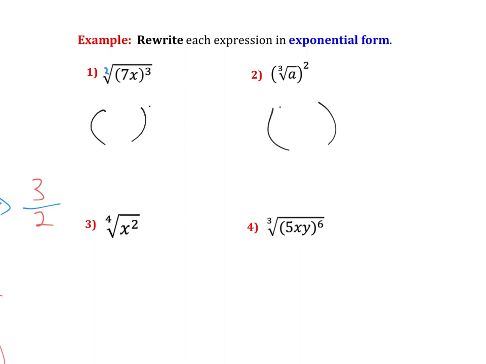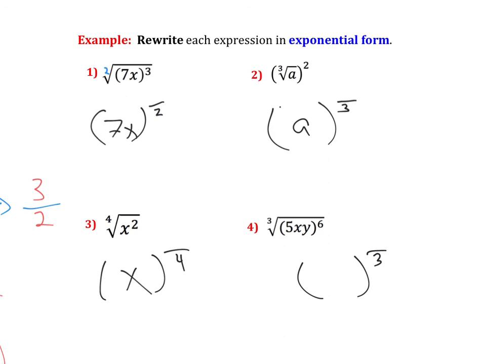So I know that the first one's going to have a denominator of 2, the second one's going to have a denominator of 3, third one with a denominator of 4. So I can kind of fill in as I go like that. Now my bases can get plugged in to all of these as well. And the numerators for all of these will be whatever the exponents were on the outside.